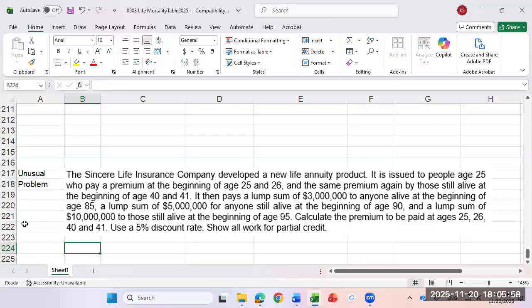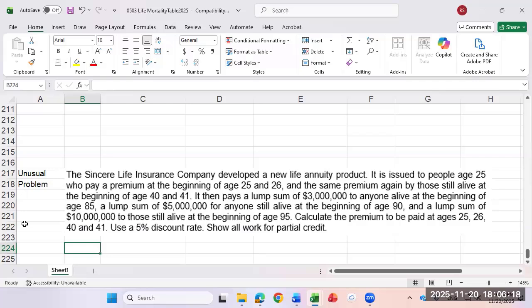This is the Sincere Life Insurance Company. Guess when I wrote this? When Sincere was our fullback for UTSA. I don't know if y'all remember him. We were talking about him not too long ago. Miles was his roommate, and Miles was a finance major, so I knew Miles. I didn't know Sincere, unfortunately.